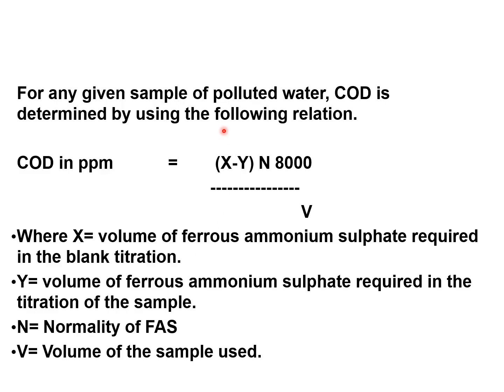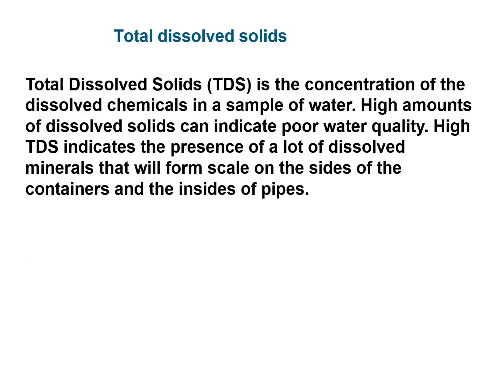For any given sample of polluted water, COD can be determined using the relationship. COD unit is also ppm only. (X minus Y) into N into 8000 by V, where X is the volume of FAS required in the blank titration, Y is the volume of FAS required in the titration of sample, N is the normality of FAS, V is the volume of the sample used. So if you substitute all the values, we'll get the value of COD for the given sample.